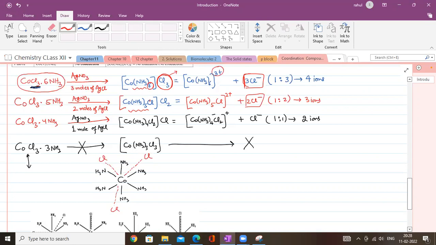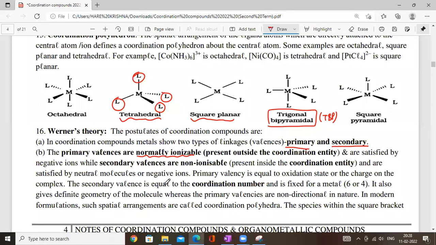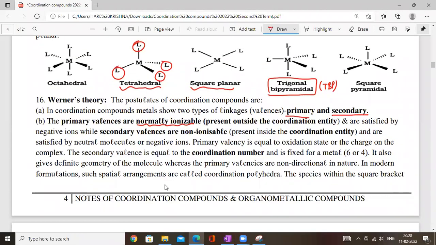And of course the geometry of the molecule, that means tetrahedral, octahedral or square planar, is always predicted on the basis of secondary valency. So as I said, the secondary valency is equal to the coordination number and it is fixed for a metal. It can be either 6 or 4. Although the coordination compounds prepared by Werner were only of coordination number 6. It also gives the definite geometry. If the coordination number is 6, the geometry of the molecule can be predicted.